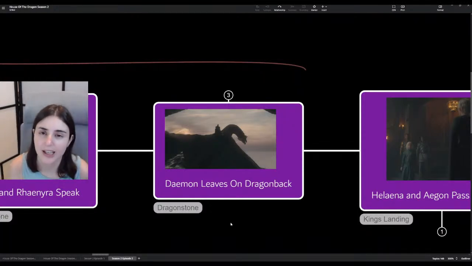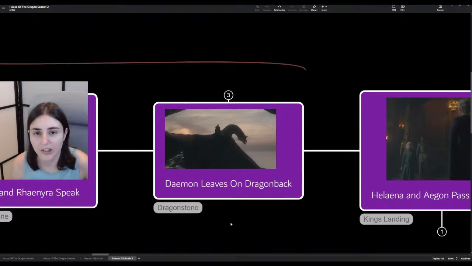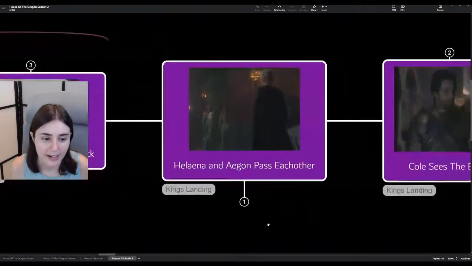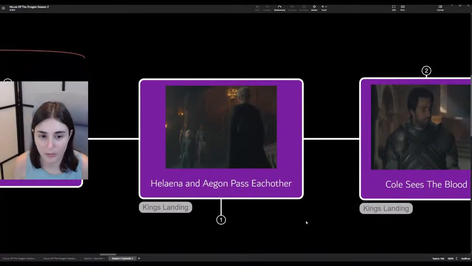He looks pretty cool, pretty epic. I just took pictures of the dragon basically because it's a weird dragon. Caraxes is weird, man. Then Helaena and Aegon pass each other.